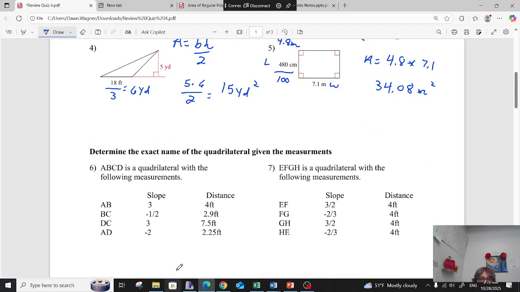These I'm going to make worth 3 points each. One point for the correct quadrilateral, 2 points for the explanation. Okay, you need to give me an explanation. You have to actually say why you think it's this one.